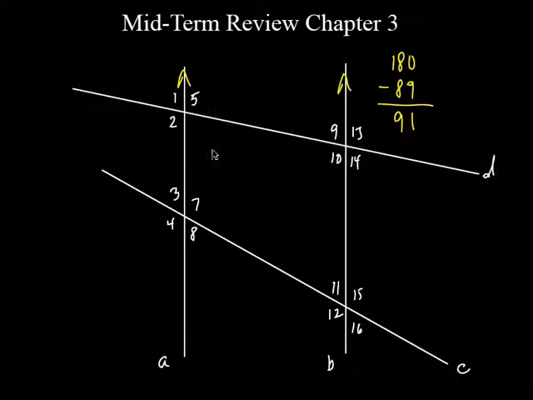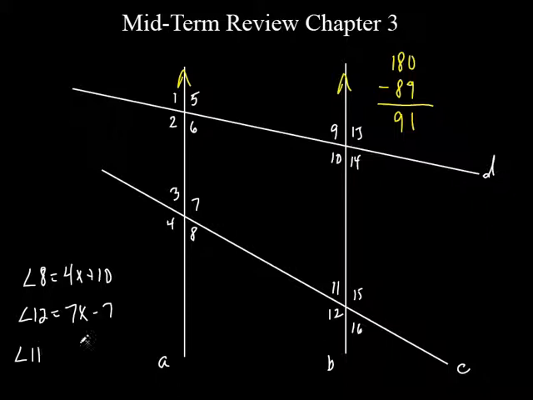And let's replace this with... This was, what, 6? All right, let's try this again. Number 4. I'll write this one down. It says angle 8 is equal to 4x plus 10. And it says angle 12, I'll just list them down here like this, is equal to 7x minus 7. And then angle 11 is equal to 3y. And you have to solve for x and y.